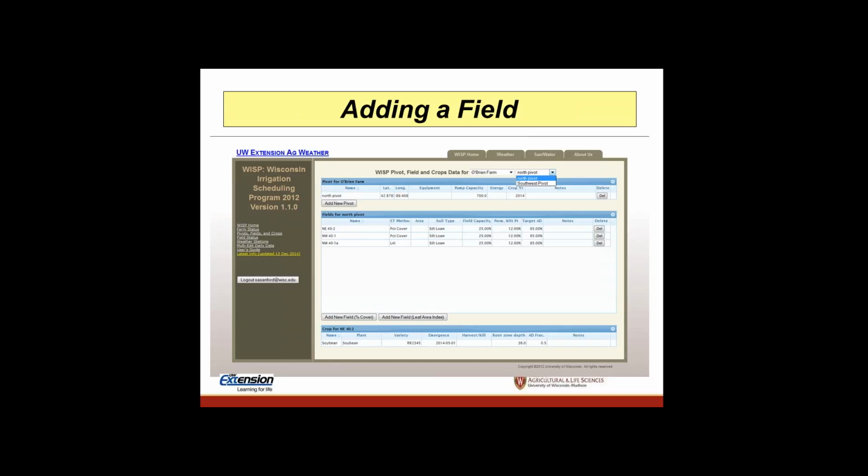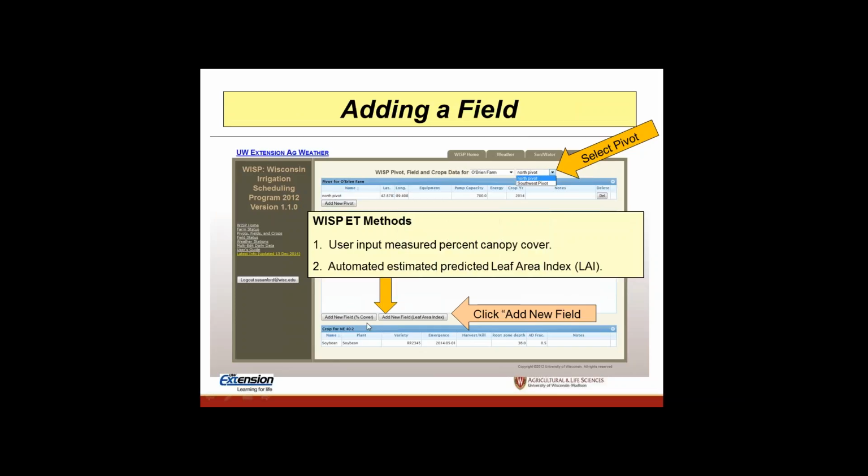So now adding a field. Adding a field, basically, we do it similar, but we have two choices. First we have to choose the farm, the pivot that the system is going to be under, and then I need to click on New Field. Now there are two different types here, and it depends on how I'm going to assess the crop growth curve. So there are two different methods. One is called percent cover, and the other is called leaf area index. And we'll explain those two shortly.